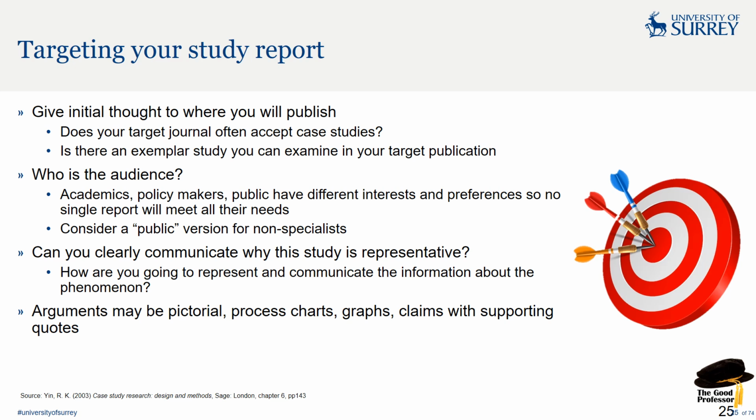If you've written an academic paper, you may consider a public version for non-specialists. What exactly would you put in that to make it more accessible? Can you clearly communicate why the study is representative? Are you going to represent and communicate the information about the phenomenon in a clear and crisp way for an academic journal, or is it going to be a more easily consumed presentation for the public?